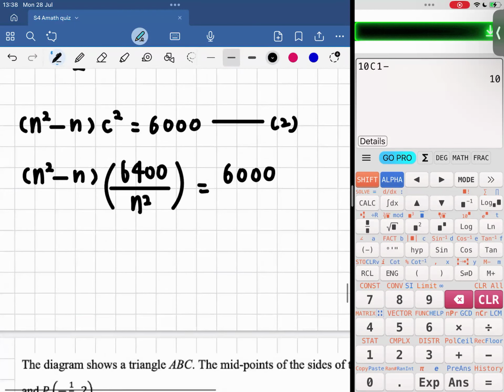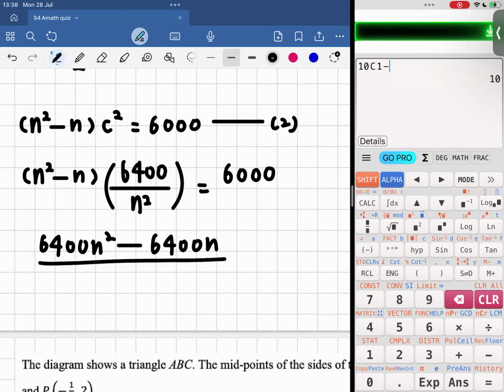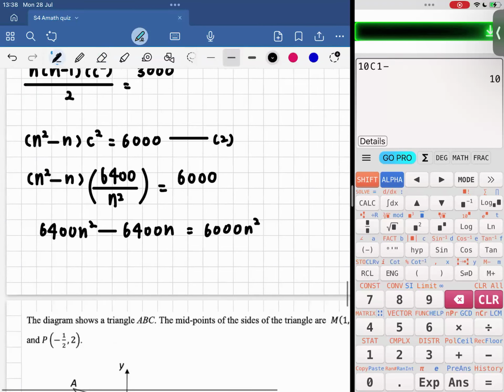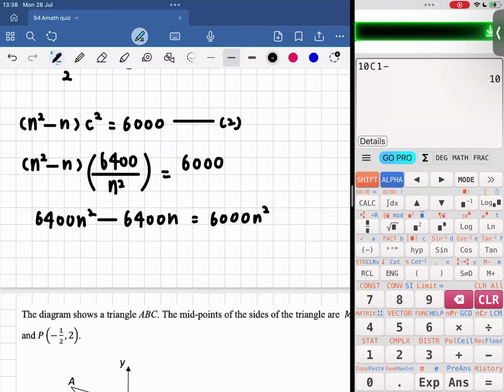Okay, so what I'm going to do is, wow, let me see. So 6,400 n squared minus 6,400 n over n squared is equals to 6,000. So I can bring the n over, right? So when I bring the n squared over, I cross multiply. So then I'll simplify this. So if I simplify this one here will give me 400 n squared equals to 6400n.